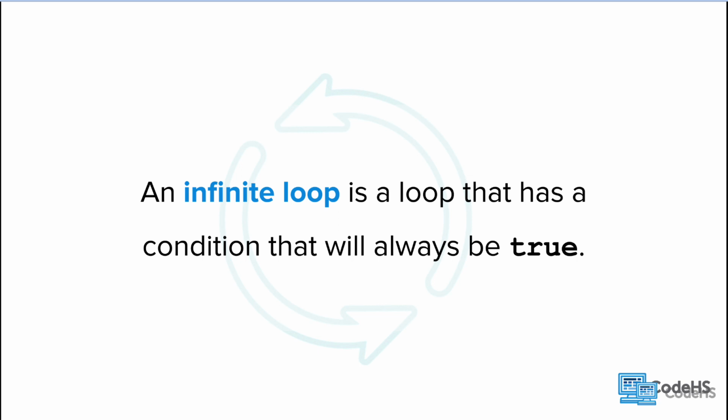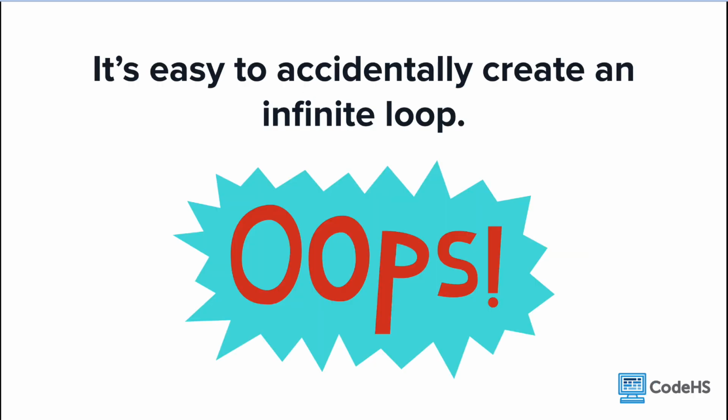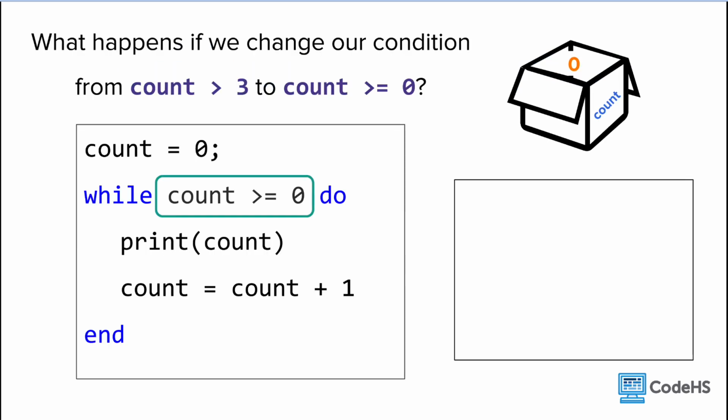An infinite loop is a loop that has a condition that will always be true. This means that there is no condition to stop the loop, so it will run indefinitely or forever. It's very easy to accidentally create an infinite loop. When not done on purpose, infinite loops can cause our programs to crash because they get stuck in the loop. Let's take a look at two common mistakes.